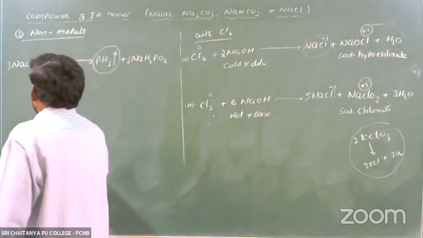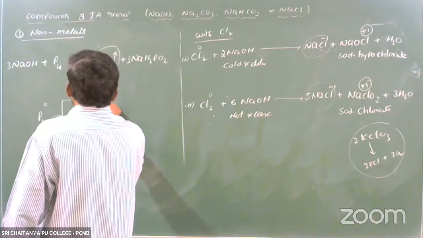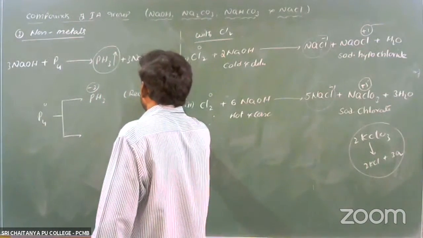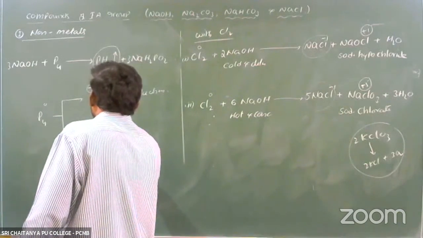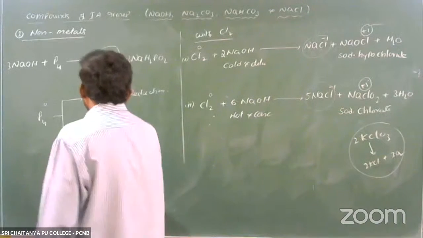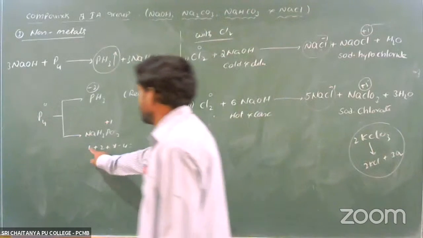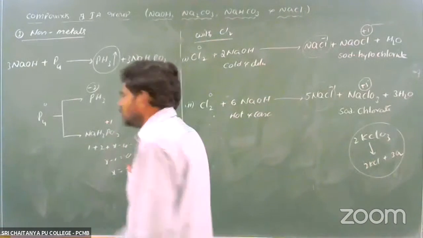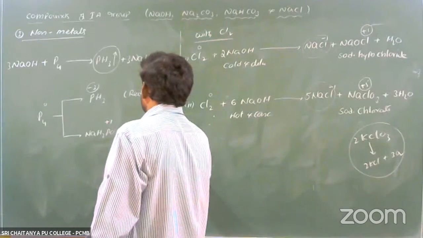Here the phosphorus molecule in the molecular state, its oxidation state is 0. In PH3, the oxidation state of phosphorus is -3. So it is a reduction. Next, it forms NaH2PO2. Oxidation state of phosphorus in this compound: 1 + 2 is 3, this is -4, x - 1 is equal to 0. Therefore, x is equal to +1. So 0 to +1, it is considered as oxidation.